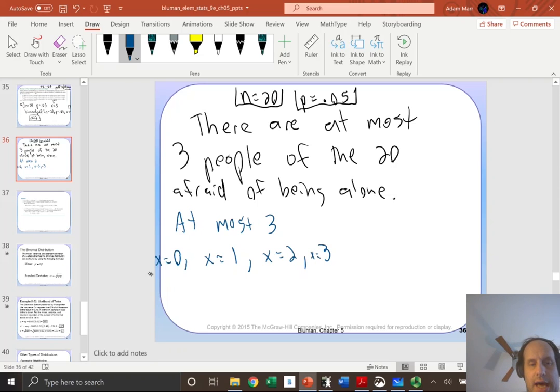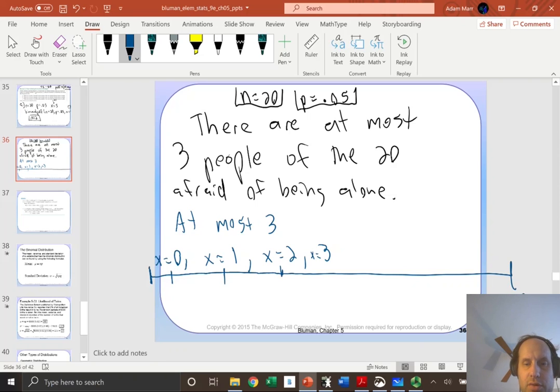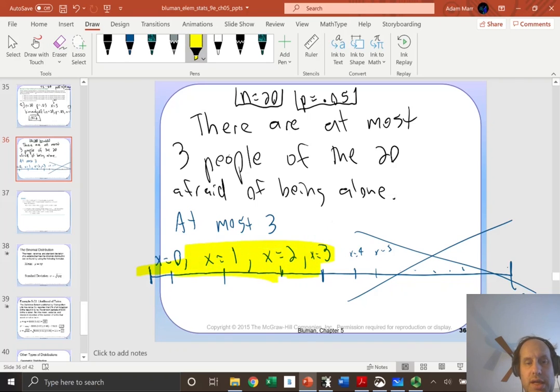And if you look at that in the context of a number line, let's think about that. We have all the way up to 20. We could have 0, we could have 1, we could have 2, we could have 3 right here. Now everything else, if X equals 4, X equals 5, and so on, we do not want this, but we do definitely want this. This is what we indeed want right there. We indeed want 3, 2, 1, and 0.